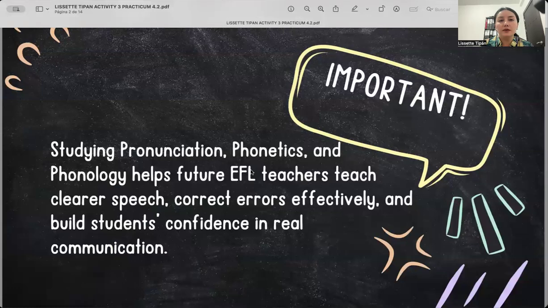So first, why should we even care about these topics? As future EFL teachers, our students depend on us to help them speak clearly and confidently. If we understand how sounds work, how they are produced, and how they create meaning, then we can give students the tools they need to communicate naturally and avoid misunderstandings.